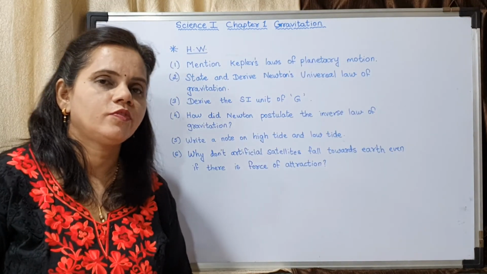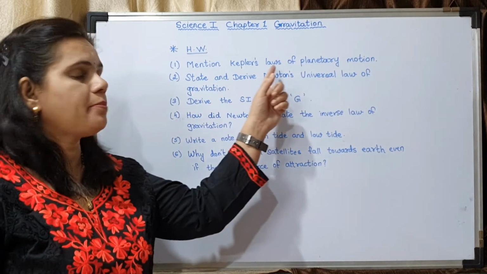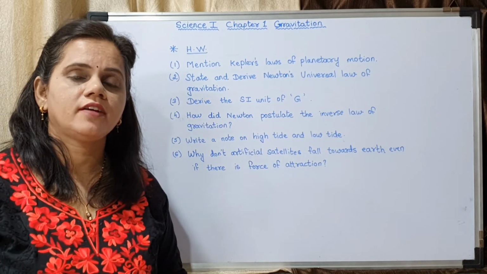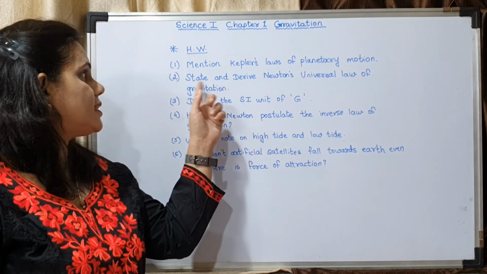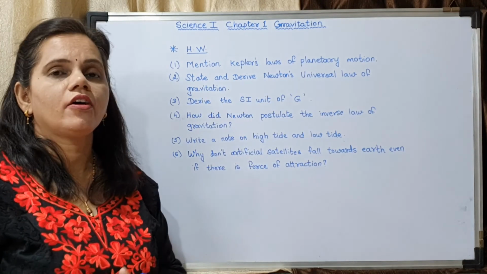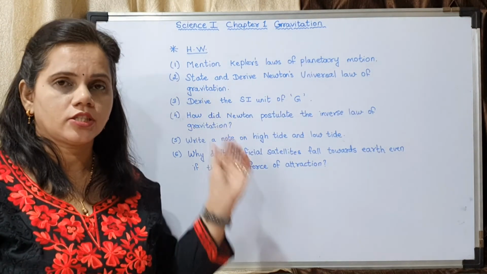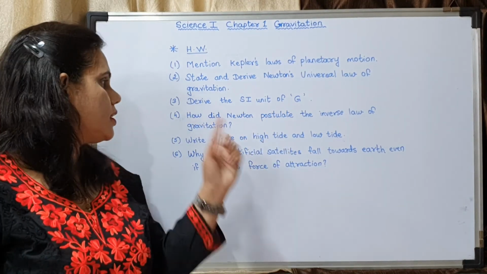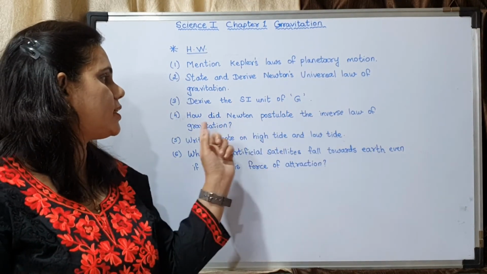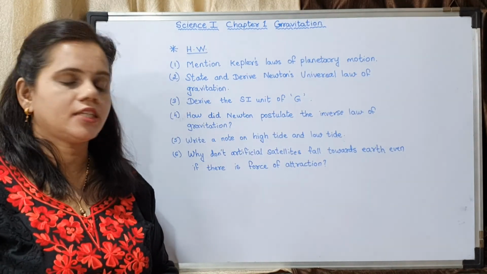Okay, this is the homework for today. Mention Kepler's laws of planetary motion. You have to write the 3 laws just like I had written on the board. State and derive Newton's universal law of gravitation. That also I had written on the board. Derive the SI unit of G. How did Newton postulate the inverse law of gravitation?